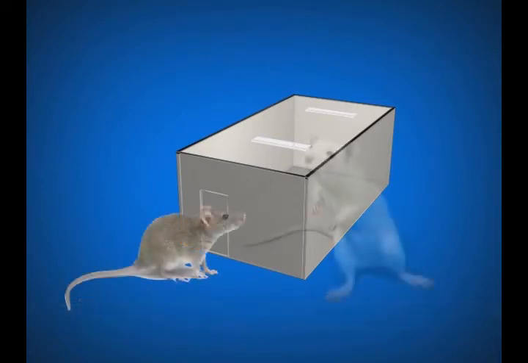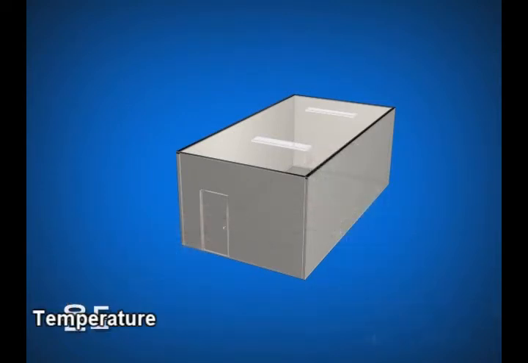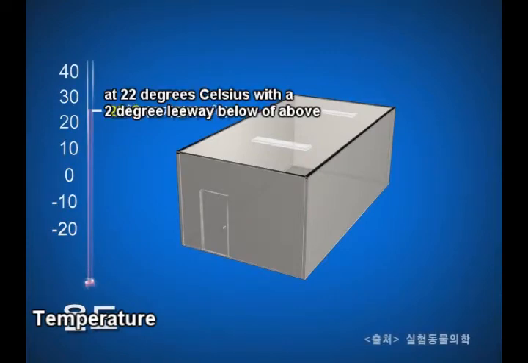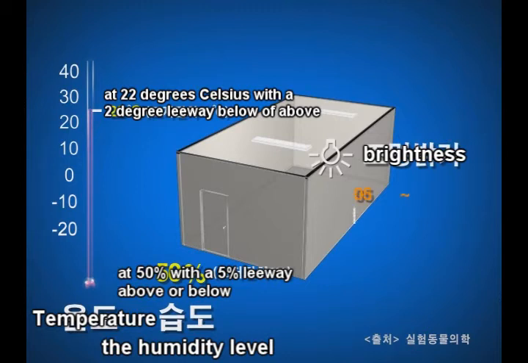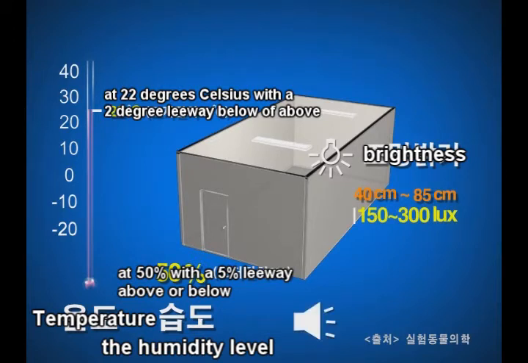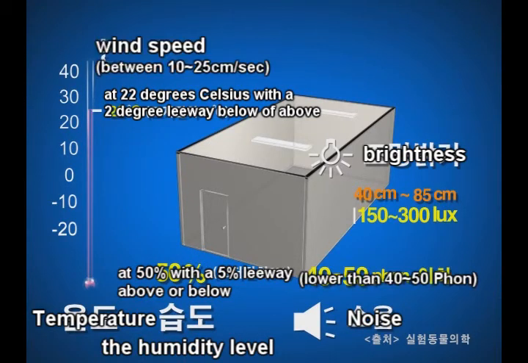For rodents such as mice and rats, it is most appropriate to have the temperature at 22 degrees Celsius with a 2-degree leeway below or above. For the humidity level, it is most appropriate to have it at 50% with a 5% leeway of above or below, and the brightness between 150 to 300 lux when measured at about 40 to 85 above ground in the center of the room. The noise should be kept lower than 40 to 50 phon.